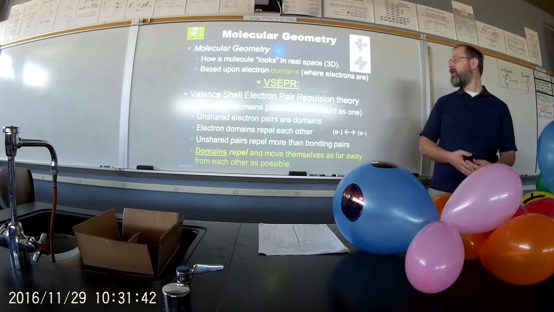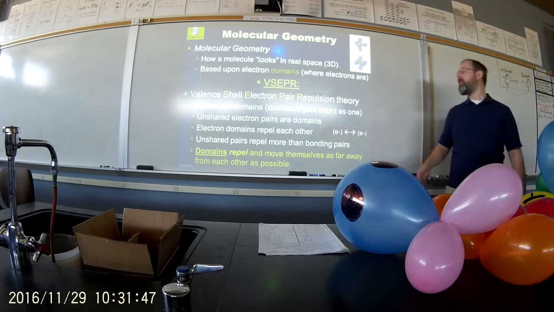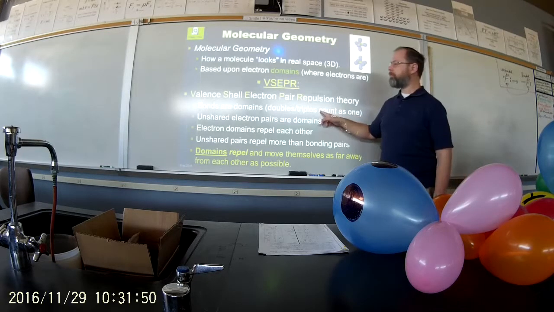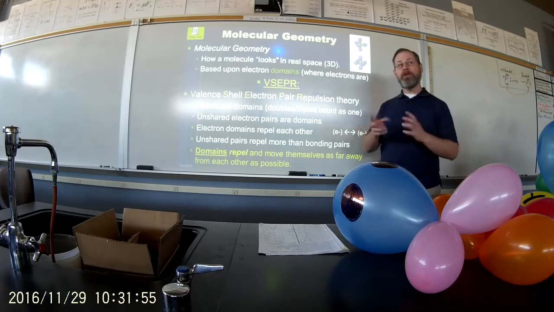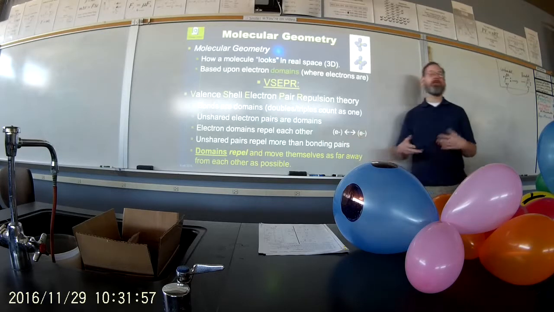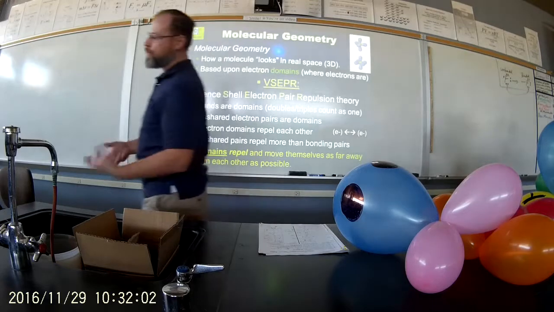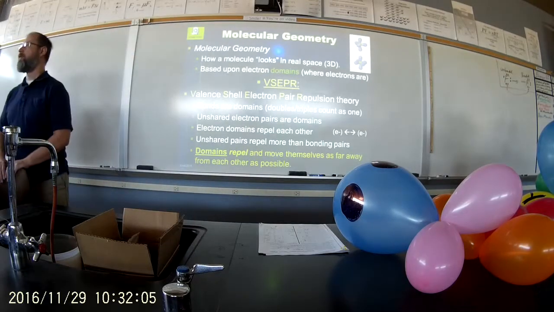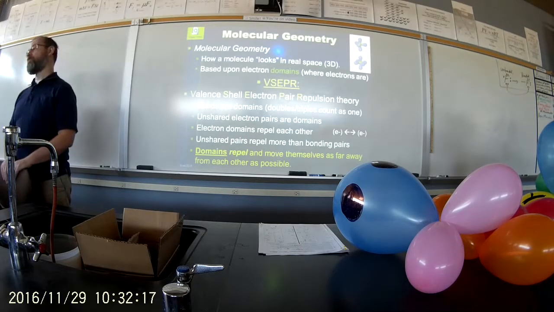Okay. VSEPR is the idea that bonds are domains, those unshared pairs are also domains, electrons repel, those domains repel each other, and unshared pairs repel more than others. It's called valence shell electron repulsion theory, VSEPR. In other words, valence shells form electron pairs, and when they bond, those electron pairs repel each other. VSEPR.